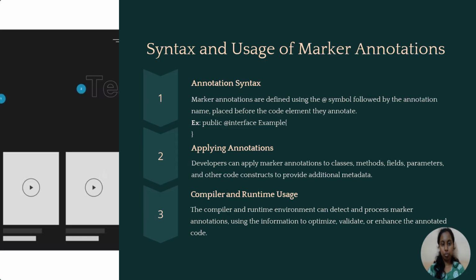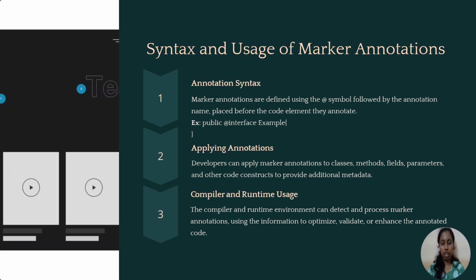Syntax and usage of marker annotations. Annotation syntax. Marker annotations are defined using the @ symbol followed by the annotation name, placed before the code element they annotate. Applying annotations. Developers can apply marker annotations to classes, methods, fields, parameters, and other code constructs to provide additional metadata.